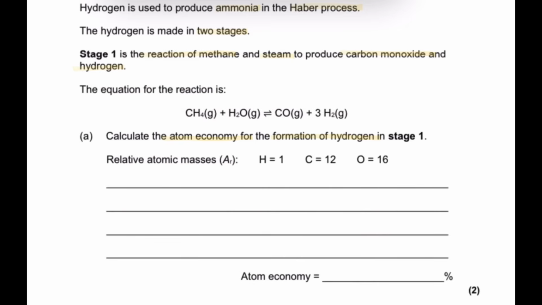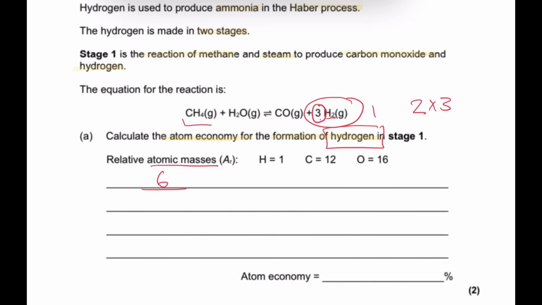They want the atom economy for hydrogen, so it is over here since it's the formation, so hydrogen is the product. We can see that 1 is the atomic mass, so there's already 2, so that's going to equal 2. However, we have this 3 just before hydrogen, so we do also need to times it by 3. So overall, it is 6. The atomic mass of hydrogen is 6.